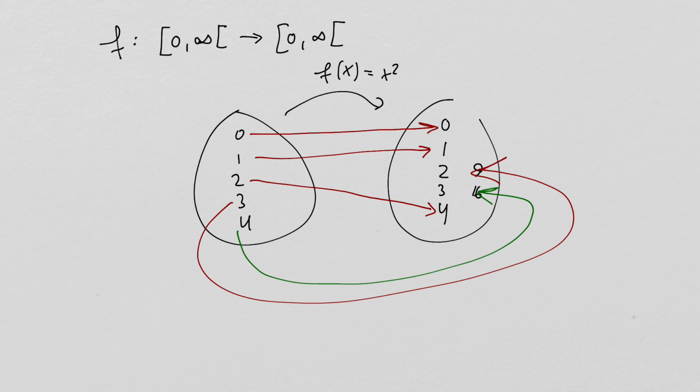For this function we would have the inverse function, because now we don't have any negative numbers in the domain. We took the domain to be smaller. So now we don't have any problem. We can take all the arrows and we can switch them the other way around.